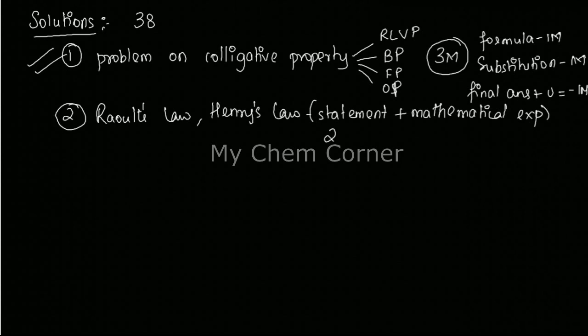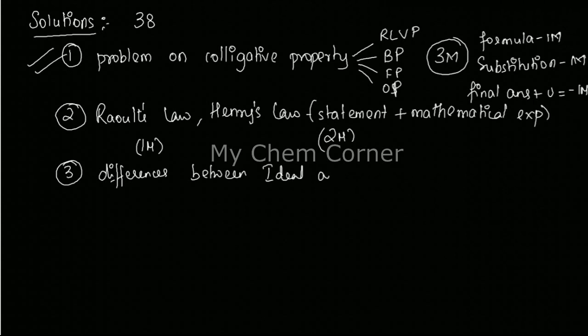Alright, now this is a 2-mark question. Raoult's law alone is asked if it's a 1-marker. Henry's law with this mathematical expression is going to be for a 2-marker. Then the third one is you have 2 differences here. Just like the previous chapter, you have 2 differences. Differences between ideal and non-ideal solutions.